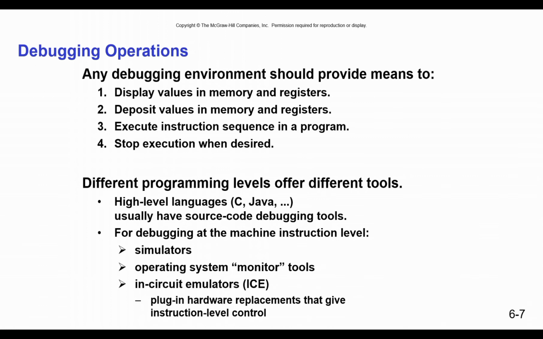And next, different programming levels offer different tools. High-level languages, for example C++, Java, and others, usually have source code debugging tools. For debugging at the machine instruction level, first, simulators; second, operating system monitor tools; and the last, in-circuit emulator, ICE, plug-in hardware replacement that gives instruction level control.